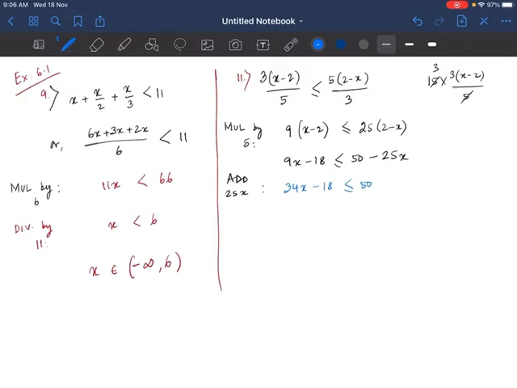Now after looking at this, I see that on the left hand side there is minus 18. So I will add 18 to both sides. So I'm adding 18 to both sides. So what do I get? 34x.